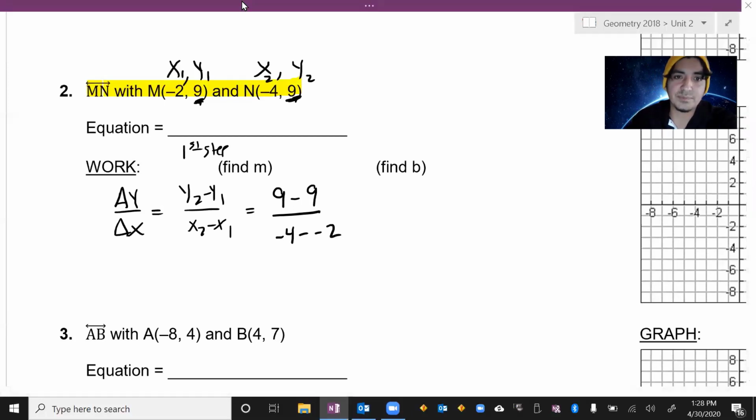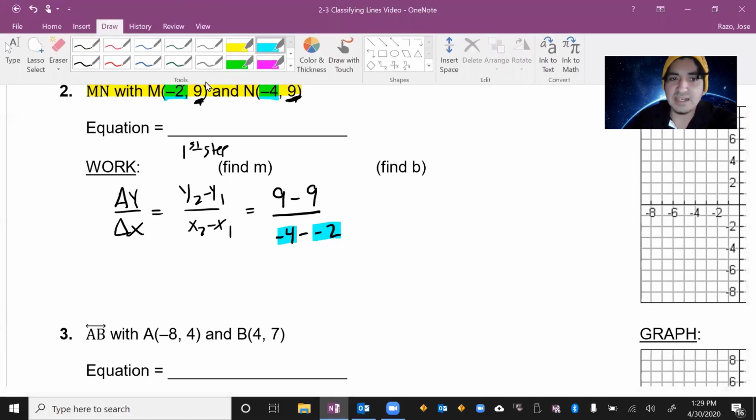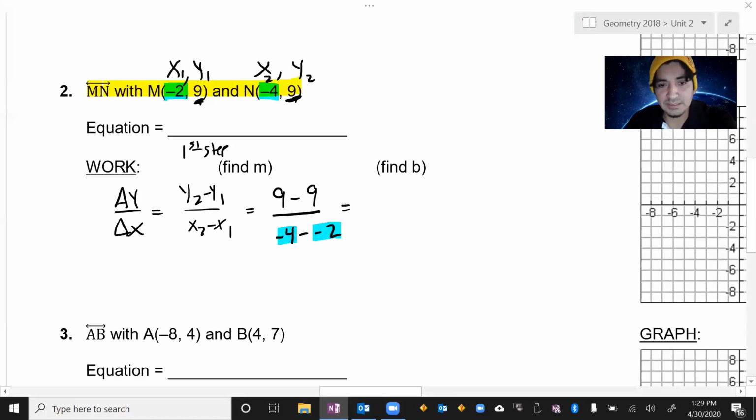So just remember that when you're working with this one here and that one here, negative 2 and negative 4, that minus there happens to be part of the formula. Let's solve. Now that will become 0 over, it turns to a positive. Negative 4 plus 2 gives you a negative 2. So that's going to be a 0. So my slope here happens to be 0. Okay, so when you're writing this, just be careful when you're seeing this.